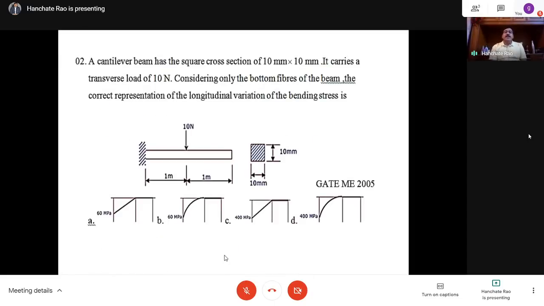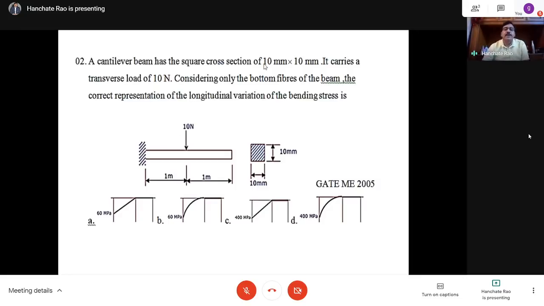A cantilever beam has a square cross section of 10 by 10 mm. It carries a transverse load of 10 newtons. Considering only the bottom fibers of the beam, the correct representation of the longitudinal variation of the bending stress is: very simple question. You want the longitudinal variation of the bending stress, that is variation along the length of the beam.